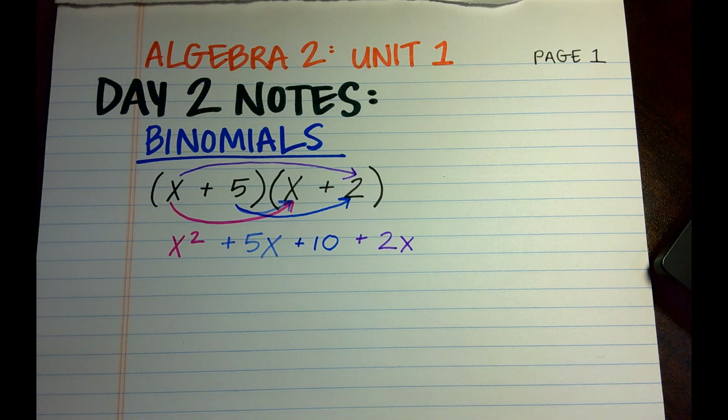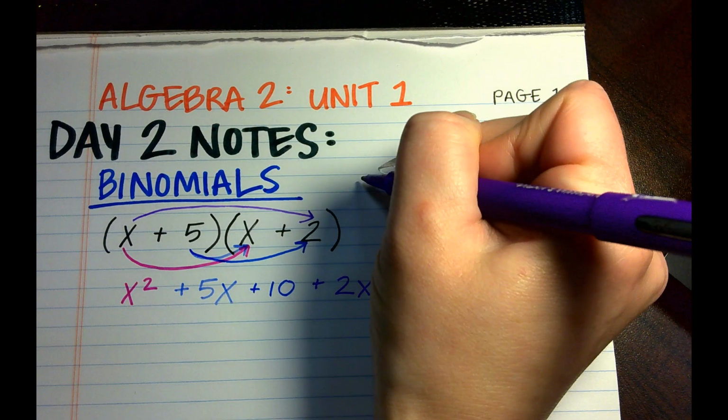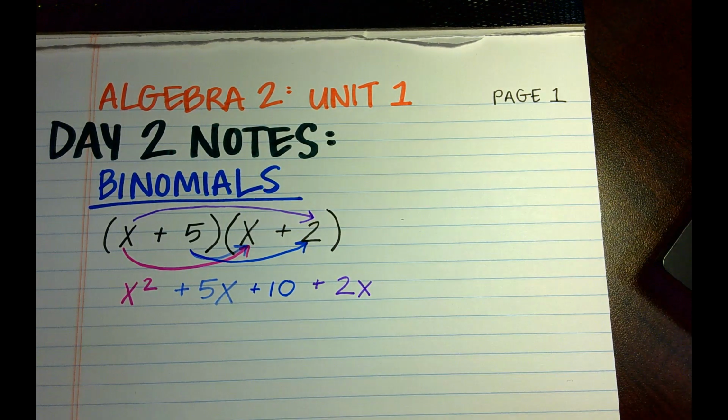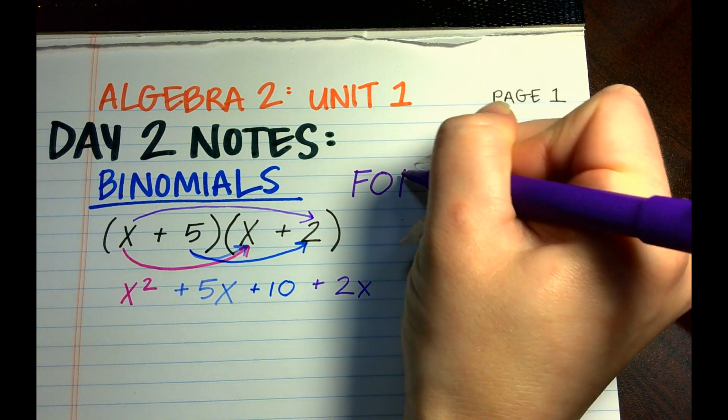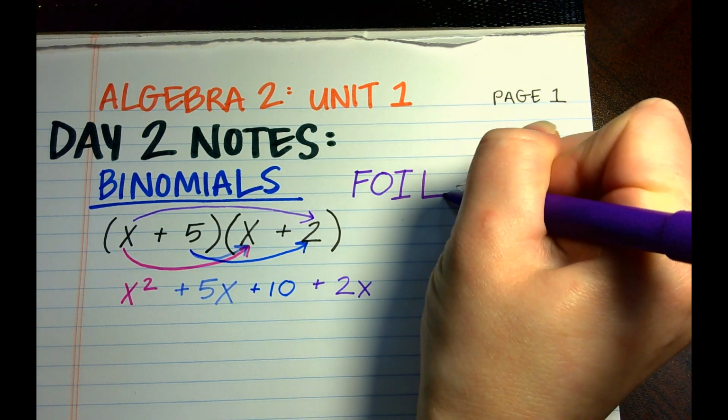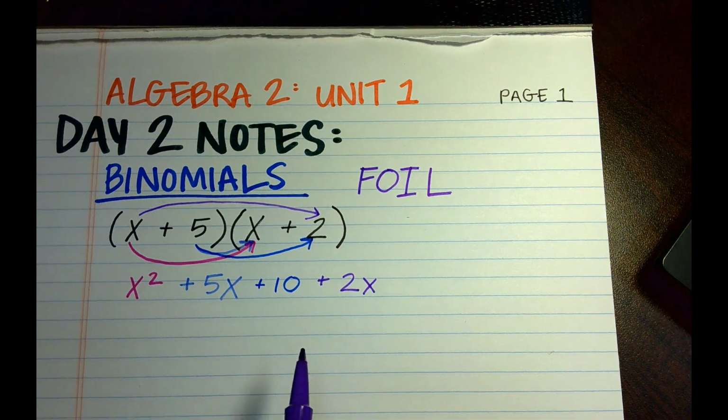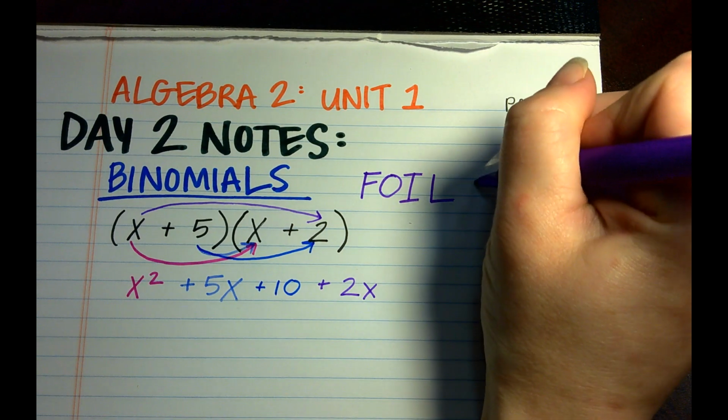And this is a fancy little method that some mathematician calls the FOIL method. And I will explain what that means here in just a moment. FOIL method.